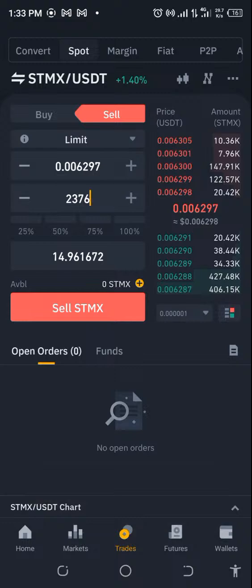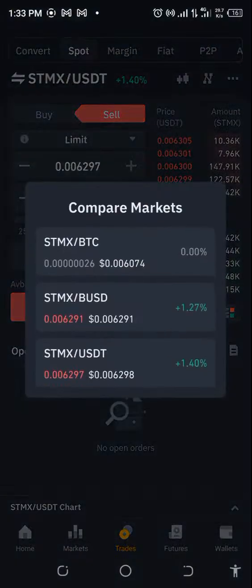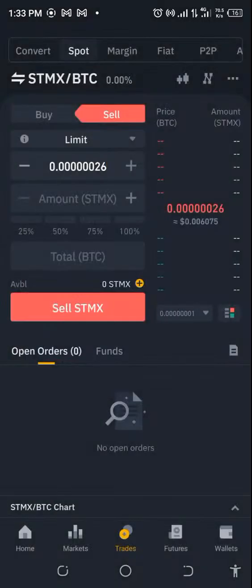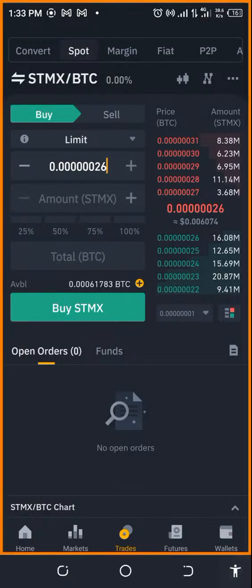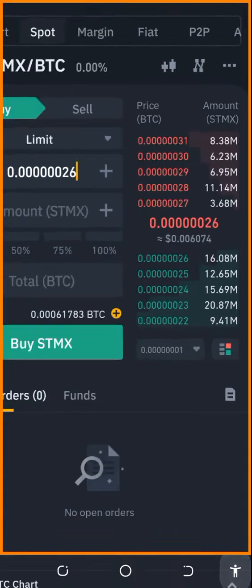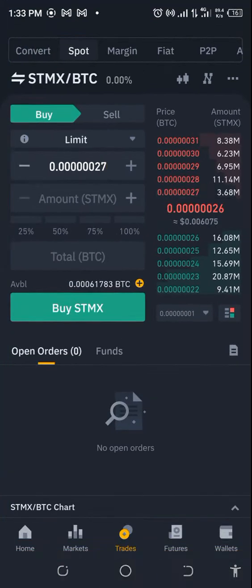So let's go back and select our BTC, checking that everything is still complete and correct. What I'm going to do now, I'm going to buy this. But before I put in the 100%, instead of choosing 26, I'm going to choose 27. So let's choose that and then put 100%. Now, of course, you can see the number of STMX we'll get is different.